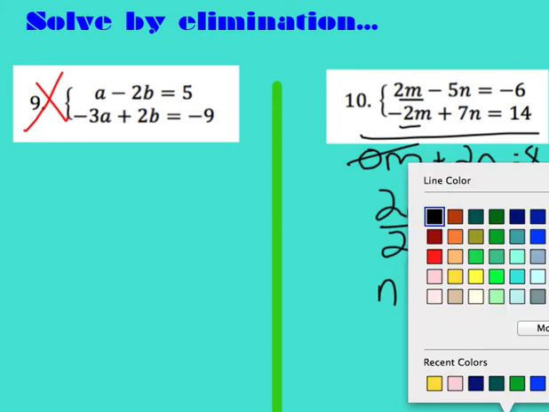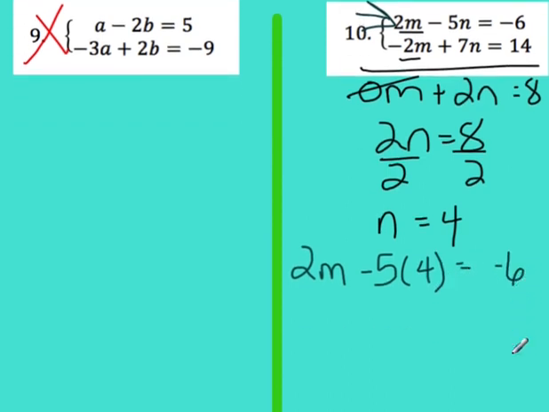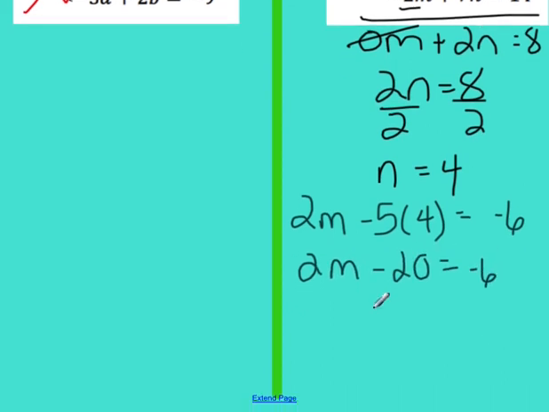So now I'm going to plug in what I know n is equal to. And again, I'm just going to pick that first equation. I'm going to write that first equation out exactly as is, but wherever I see an n, I'm going to put in a 4 instead. So then I have 2m minus 20 is equal to negative 6. So then I'm going to add 20 to both sides. And I get that 2m is equal to 14.